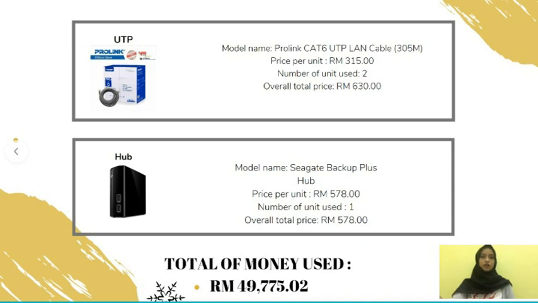So for hub, we are using model Seagate Backup Plus hub. The price per unit for this hub is 578 ringgit, and we are using one hub in our project. So the overall total price for our hub is 578 ringgit. So the overall money that we use is only 49,775 ringgit and 2 cents.